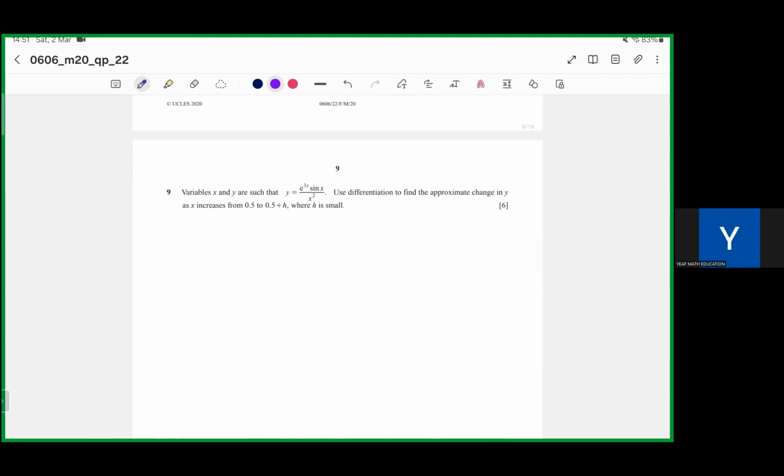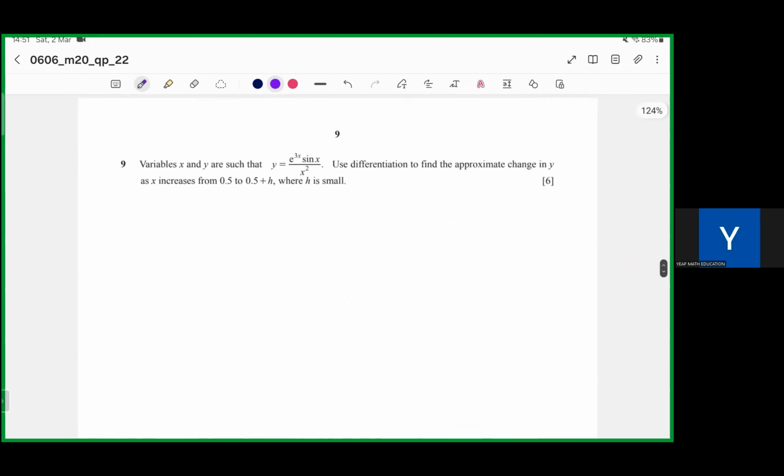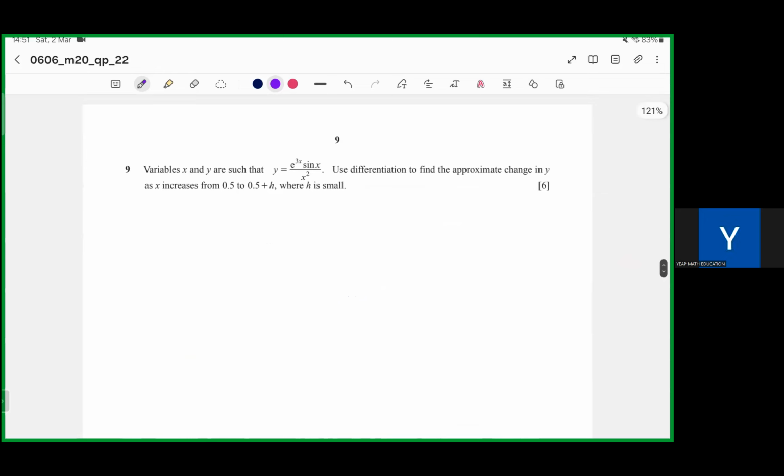Question 9 asks: variables x and y such that y equals e to the power of 3x sin x over x squared. Using differentiation, find the approximated change in y as x increases from 0.5 to 0.5 plus h, where h is small. I hope you will see it completely in this progress.